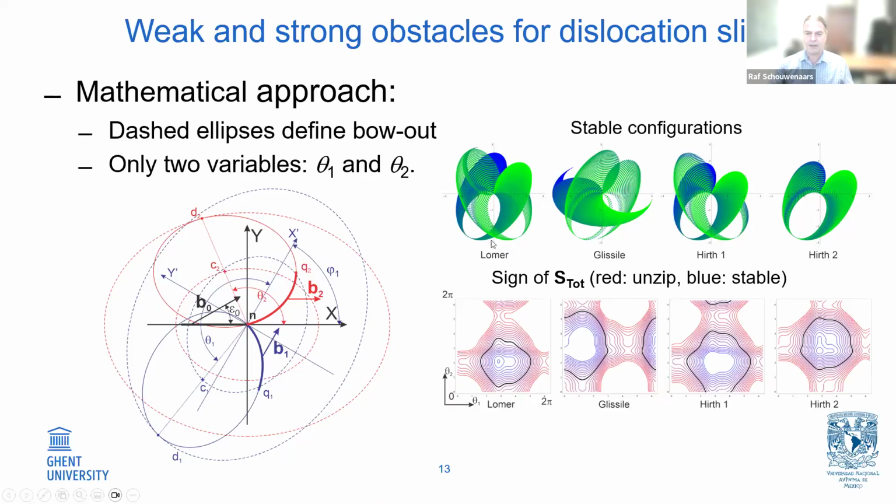You can also plot the magnitude or the sign of the, well, I plotted a magnitude, but with positive and negative values in function of θ1 and θ2. And then you find the stability zones of these junctions in any configuration that is coverable by this description. So I didn't work it out further.